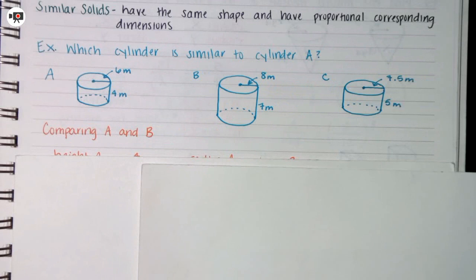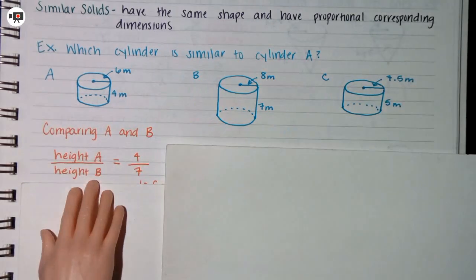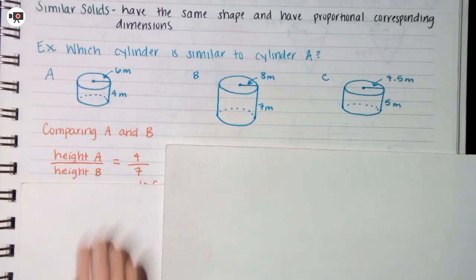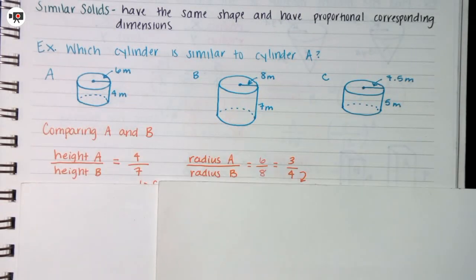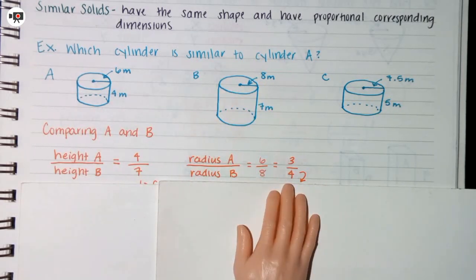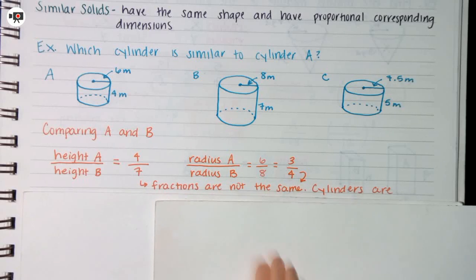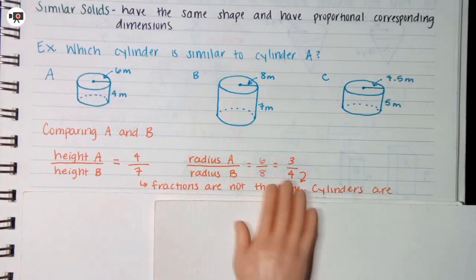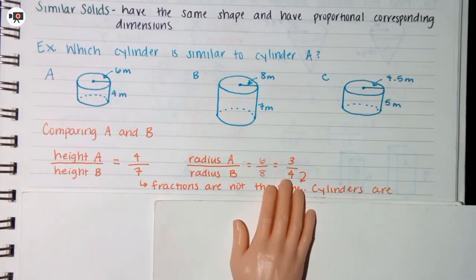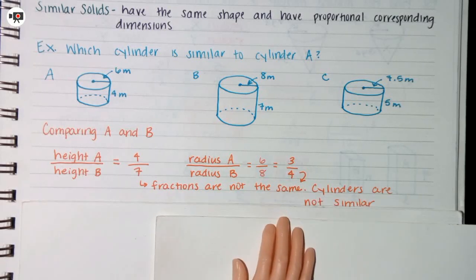To compare A and B, we are going to compare their heights. I'm going to put the height of A over the height of B, and that's 4 over 7. And I'm going to compare the radius of A to the radius of B, and that is 6 over 8, which reduces to 3/4. These aren't the same numbers in the fraction, and I can't reduce them any further, but we can look at their decimals to see. This one is 0.57, and we know 3/4 is 0.75. Those aren't the same either. So these are not the same, and the cylinders are not similar.